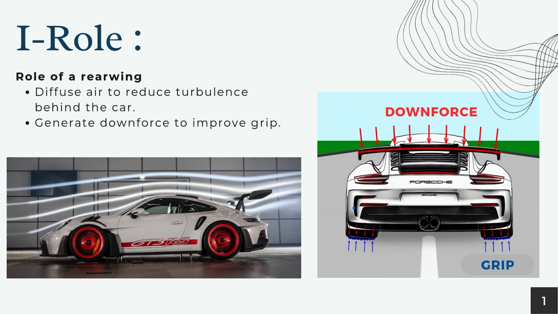Okay, let me explain. To go back on the role of the rear wing, it first needs to diffuse air in order to reduce turbulence behind the car. I will explain this in the next slide. Second, it needs to generate downforce in order to improve grip, since more downforce means more friction between the tire and the road. The more friction we have, the more grip we have, and therefore we could turn corners at higher speeds, improving our lap time.